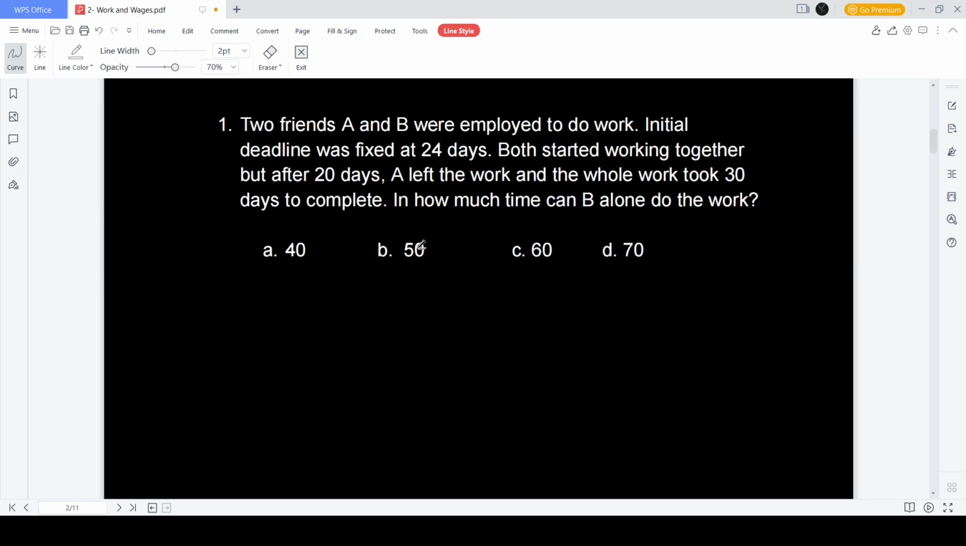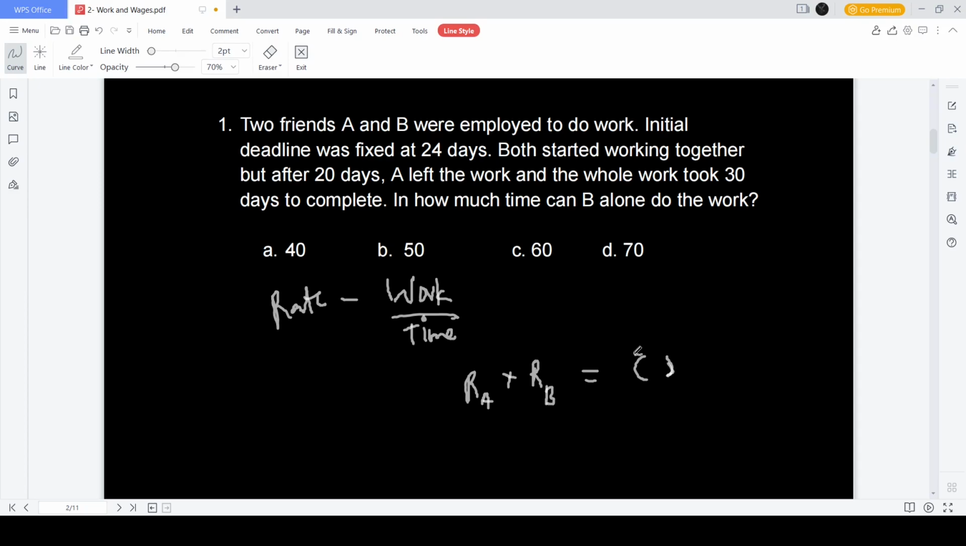See, when you have two friends or two employees working together, you have to always think about rate. Rate is work done per unit time. So basically, if two friends are working together, their rates are added, right? So the rate of the first guy A and the rate of the second guy B is equal to something.